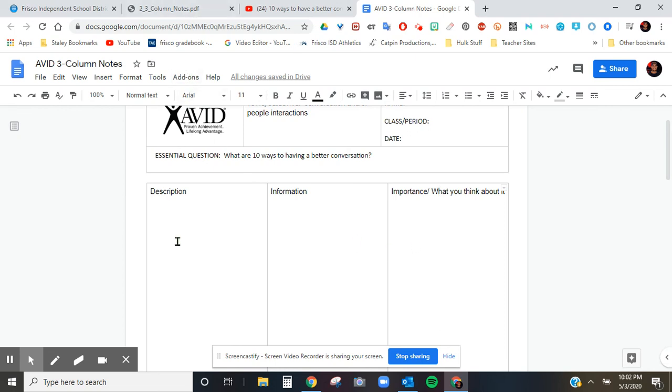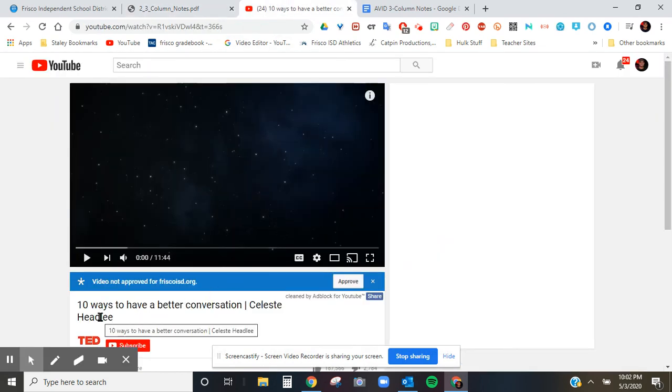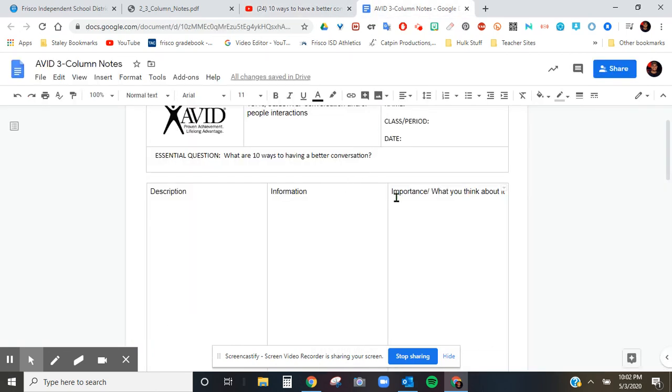Again, note-taking strategies. We're in the three-column note ideas. We're watching a video about how to have a better conversation. It's funny, it's ironic, because we're not having any conversations with people, but when we get back at it, you're going to know 10 ways to increase that conversation. And so remember that. Good luck, and we'll hear from you soon.